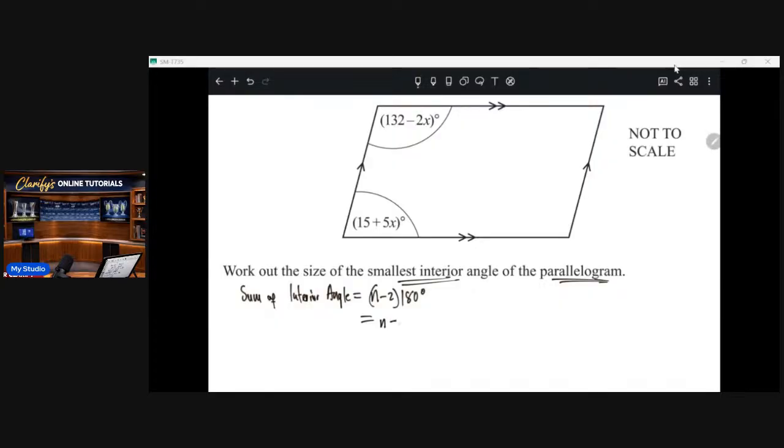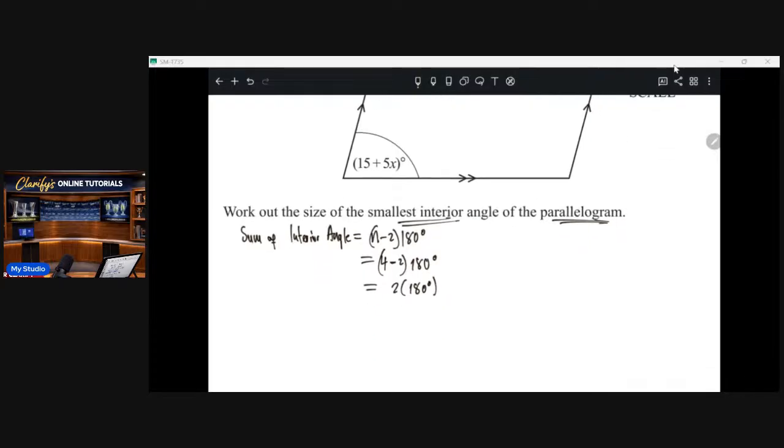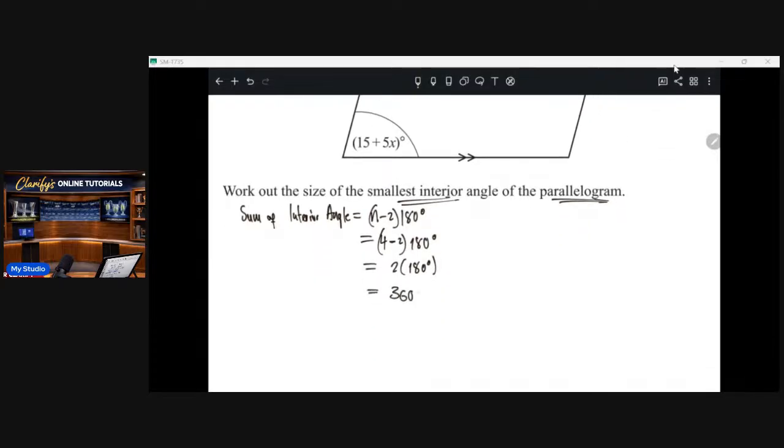Here, what is the number of sides? 4. So it's 4 minus 2, then you multiply by 180 degrees, which is 2 by 180 degrees. What do you get? 360 degrees. So now you know that your angles should add up to give you 360 degrees. Are you all seeing, and can you all hear me? Good. So now we have just shown that our shape adds up to give you 360.